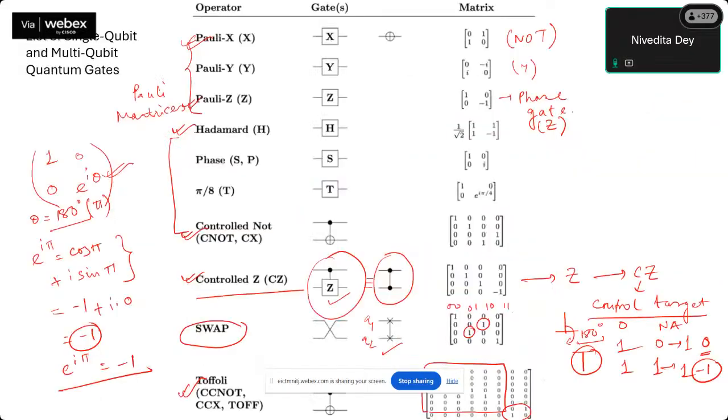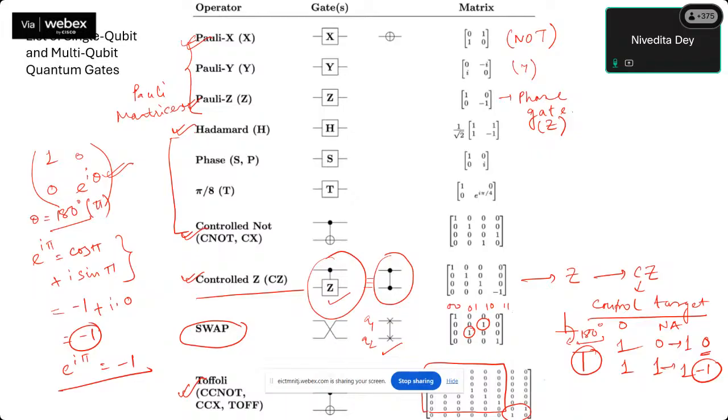This is a list of quantum gates. I have clubbed all of them together in one page. So Toffoli or controlled NOT. Swap is one gate, and swap is very easy. Whatever the content of the first qubit is, it will be exchanged with the contents of the second qubit, like swapping A and B. So: Hadamard, Pauli X, Y, Z, phase gate, T gate, and controlled NOT, CZ, controlled Z, swap, and Toffoli. These are the basic gates.